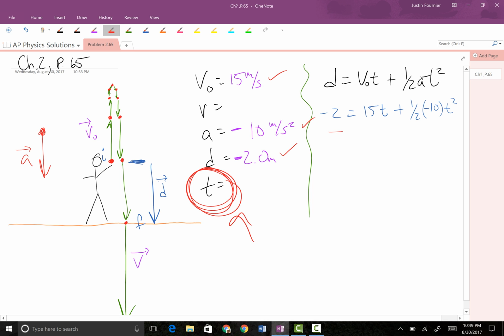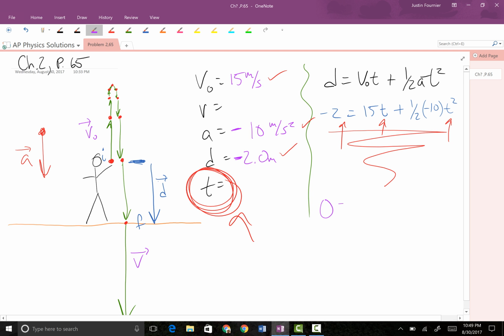And hopefully you can see here what I have is a quadratic. I've got something that has no variable in front of it, something that has a variable to the power of 1, and something with the variable to the power of 2. And hopefully you recognize that I'm going to add 2 to both sides.